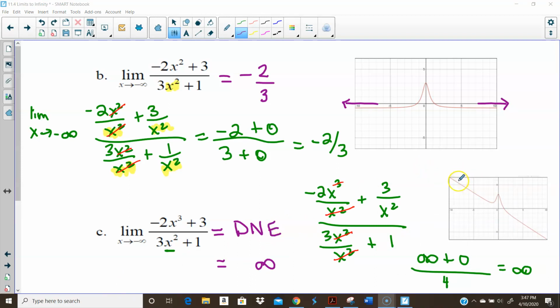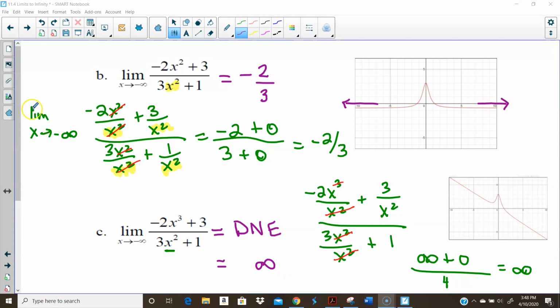If you look at the graph, you can see that the graph on the left-hand side is going to infinity. Another way to write does not exist is you could write infinity. Technically, infinity is not a limit because you can't really approach it as you're moving towards infinity. Infinity is just backing up on you, if that makes any sense. All right, so we are done.